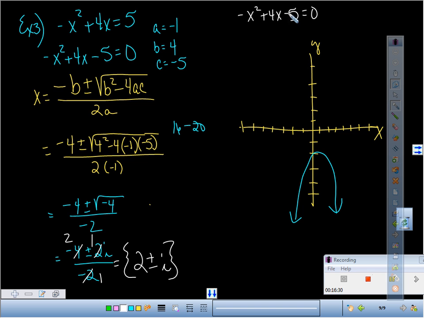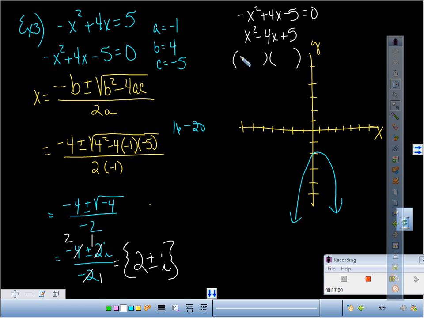I'm going to put all of these on this side and then put the 0 on the other side. Isn't that the same thing? It's, you know, six of one, half a dozen of the other, whatever you want to do. But it's going to look like this: x squared minus 4x plus 5. Change all the signs. Can we factor this thing? That's really what I'm asking.